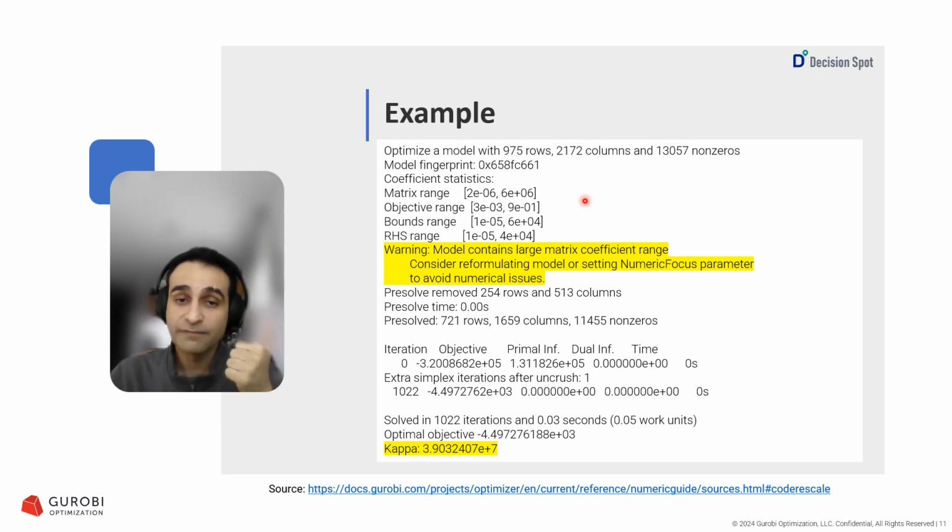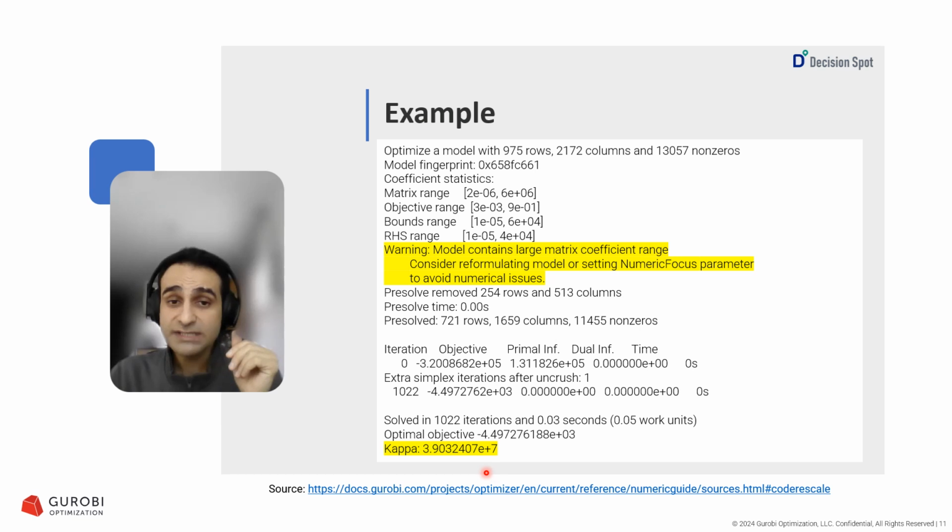We see the range of matrix coefficient, objective values, bound, and the right-hand side. Here, the matrix range goes from 2 times 10 to the negative 6 all the way to 10 to the 6. Remember the recommended range from the previous slide? That it says good to be within 6 orders of magnitude? But here, this one covers a huge span and is probably a flag for instability.